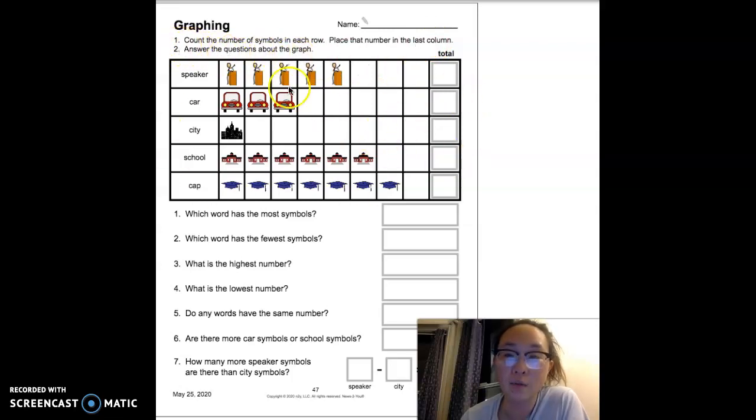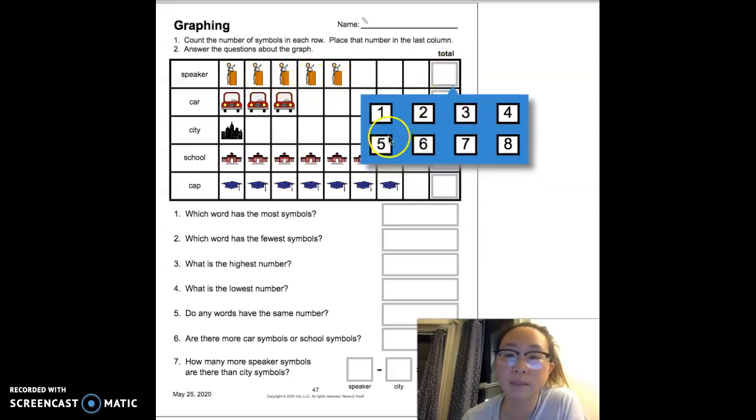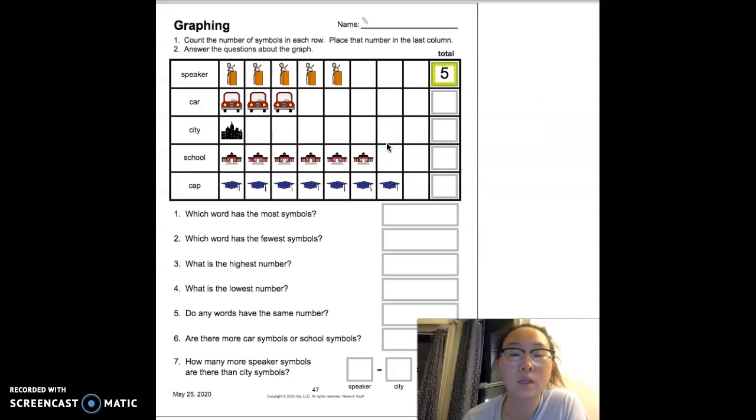So we're going to do this graph and put the number in the last column, and then we're going to answer these questions. So the first one is speaker. We have 1, 2, 3, 4, 5. 5 speakers. And speakers are people who are in the front of the room usually giving a speech or talking about something, maybe a presentation that they feel is important, a special topic that they're talking about.